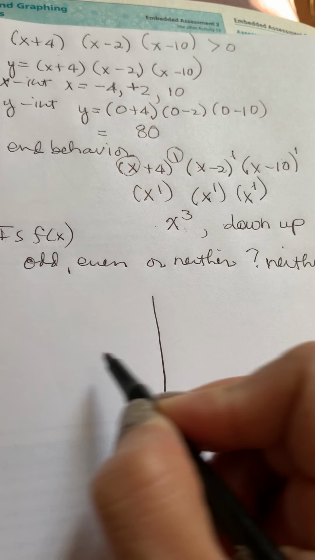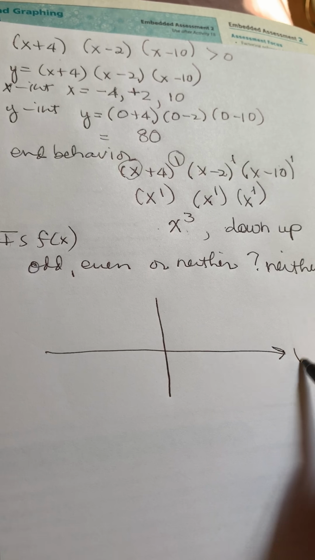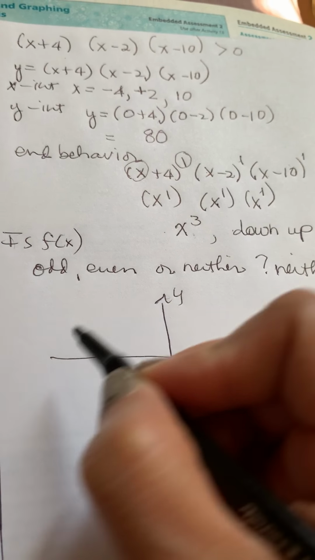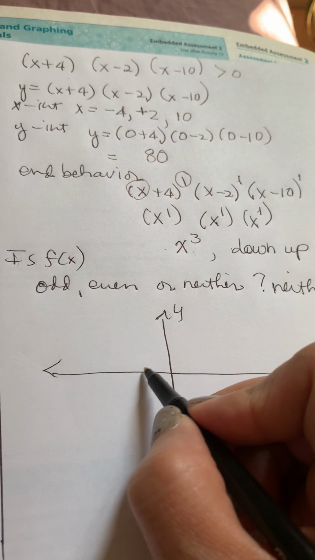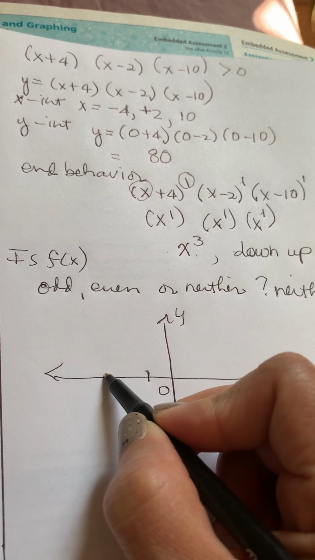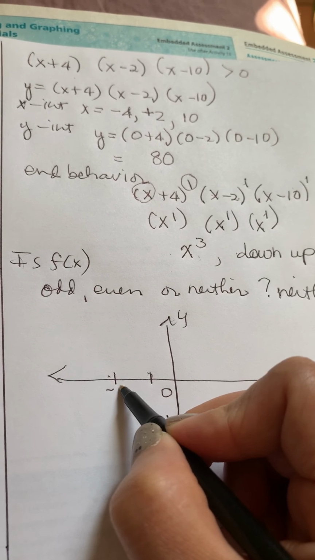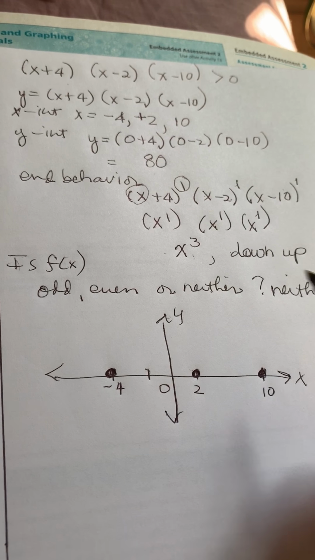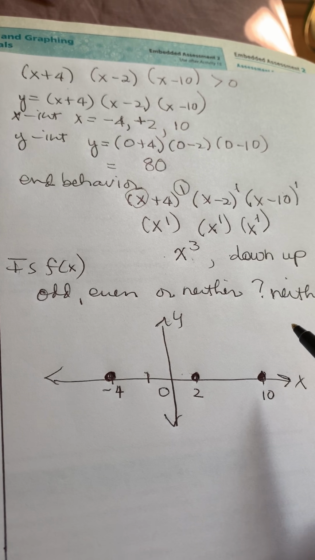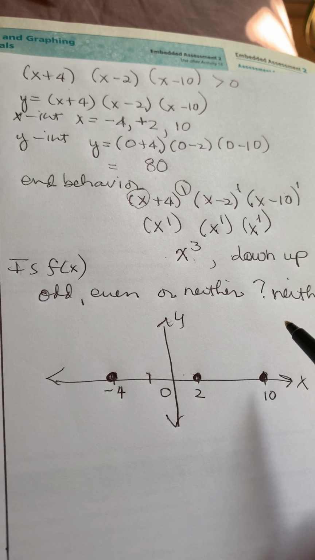So we can now graph it. Our x-intercepts are −4, 2, and 10. Let's say that's −4, this is 2, and this is 10. This is just graphing. If you know graphing, then as I told you at the start, maybe you could have paused it and solved it yourself. Multiplicity is 1, so it will go through. Then this will be 80.